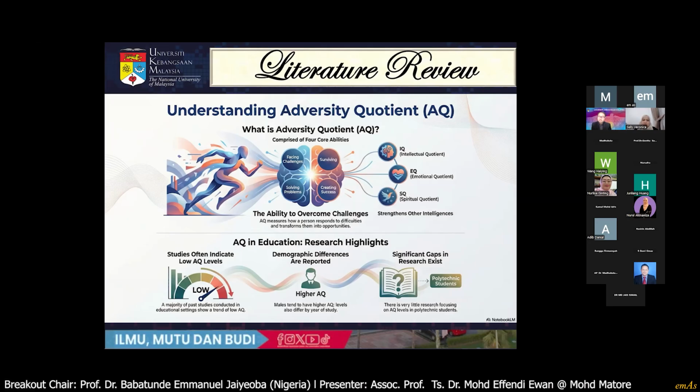AQ in education is unique because the literature mentions that studies often indicate low AQ levels, but we do this profiling to cater to students with high and low levels of AQ. And we see that demographic differences are reported, and males tend to have a higher AQ based on the literature review. And we have a significant gap in research, but sadly, there is very little research focusing on AQ levels in polytechnic students, but more on the corporate environment. That is why I took this initiative to focus on the polytechnic students.